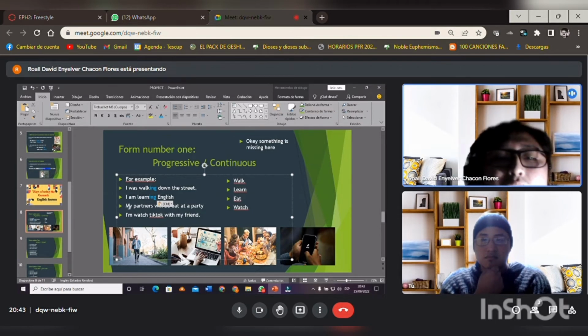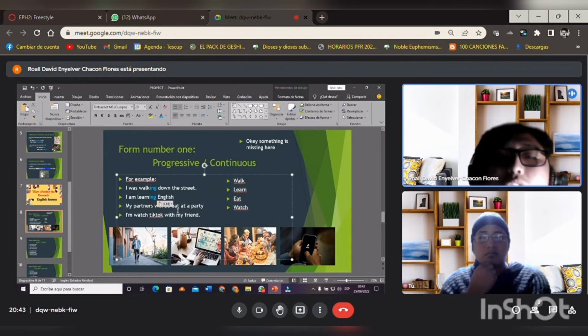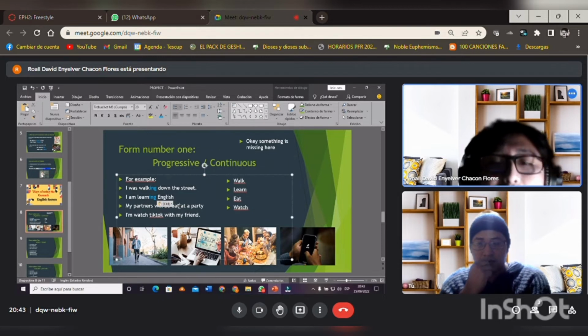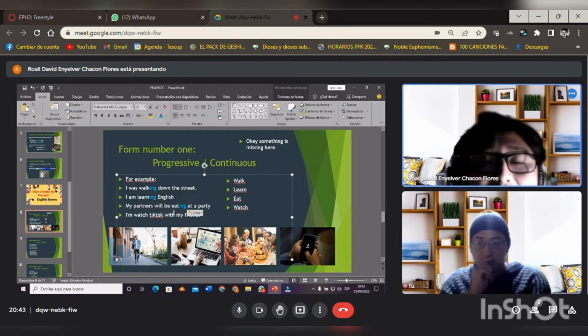The sentence number three, for example: my partners will eat at a party. If I use the gerund as progressive, the verb eat gets an additional ing. The complete sentence is: my partners will be eating at a party.